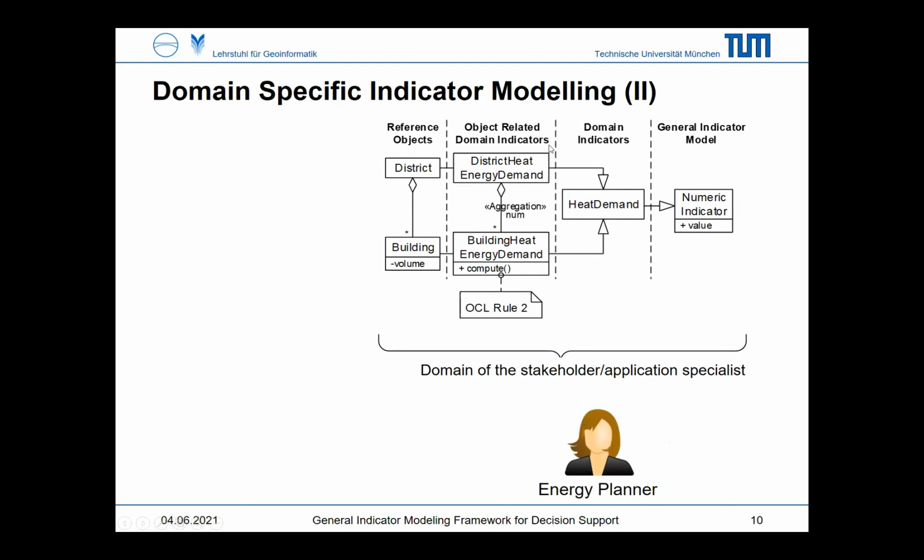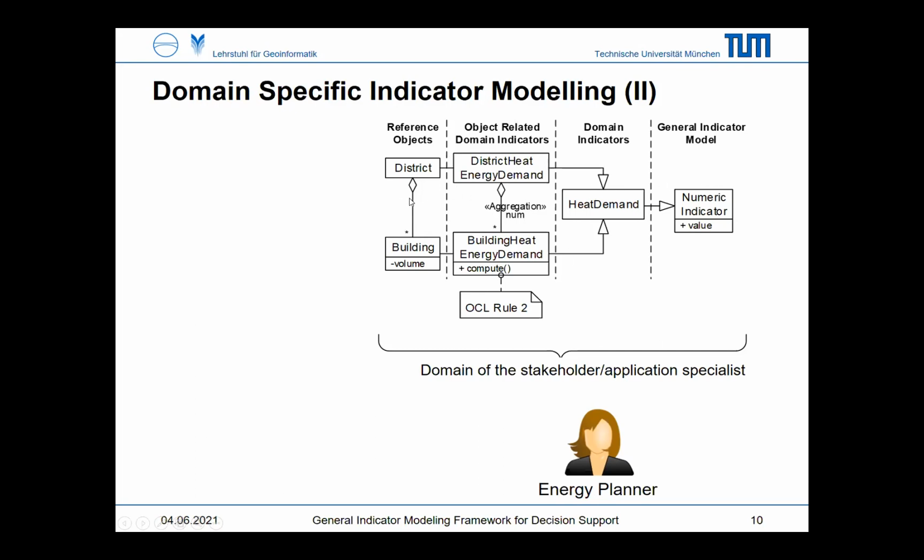So we have further sections now in our schema and say, okay, we now have to create object-related domain indicators, and say we have something like the district heat energy demand. That's interesting for the energy planner or for the urban planner. And then we also have the building heat energy demand. And both of them are subclasses of heat demand. However, they are a little bit more specific because they also need to relate to a reference object. And here you can already see we now have an interface. And that's basically the interface to our other existing geospatial standards.